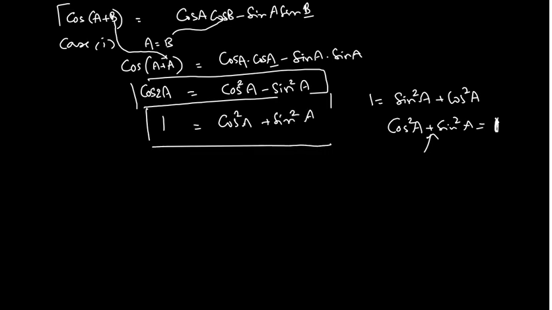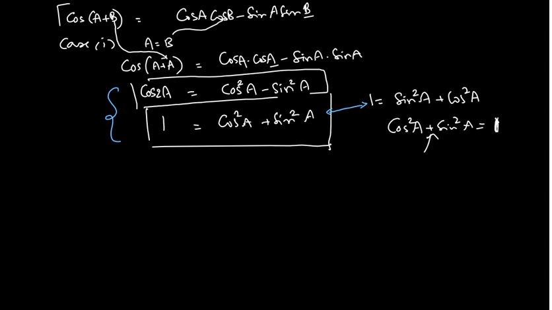Okay. And cos 2a is equal to cos squared a minus sin squared a. Got it? This is important. This formula is important. Again, from another perspective, let's suppose I add these two. This one. Yeah, I just wrote it here.